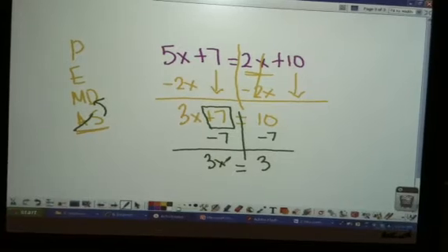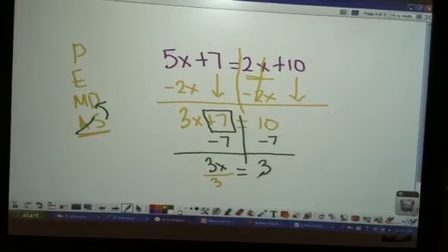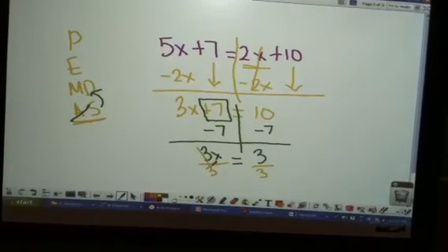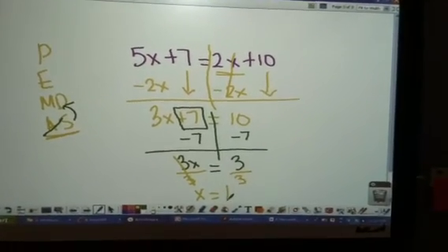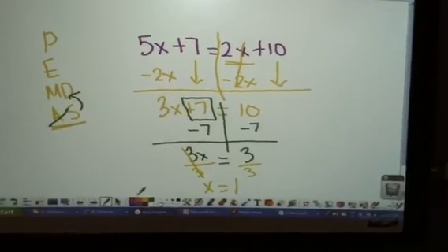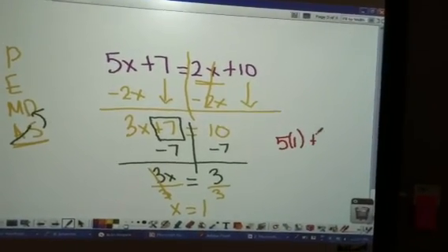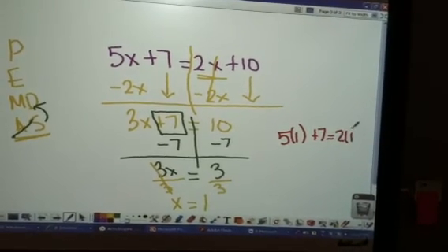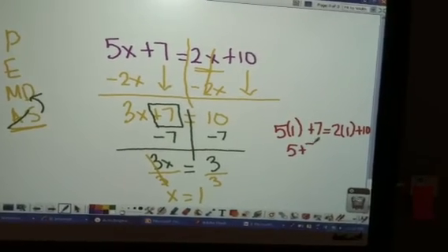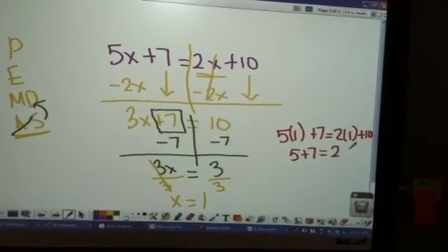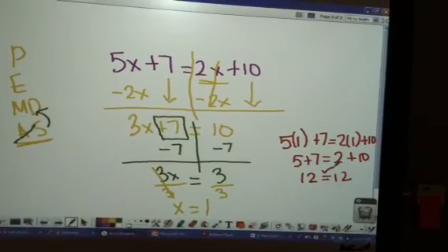Last step, we need to multiply or divide. Our x is being multiplied by 3, so we need to divide. Use the inverse operation. Our 3's will cancel. We're left with x, and 3 divided by 3 will give us 1. And since we always check our work, we can substitute 1 back into our original equation. When we do that, we get 5 plus 7, 2 plus 10, and we see that 12 equals 12, so we got the correct answer.